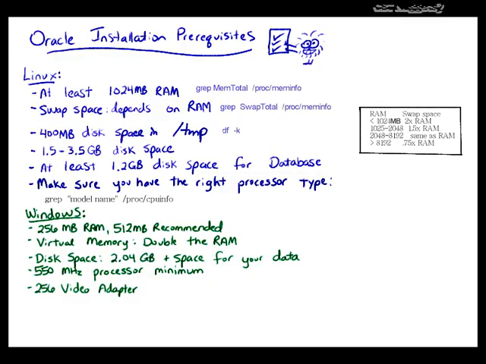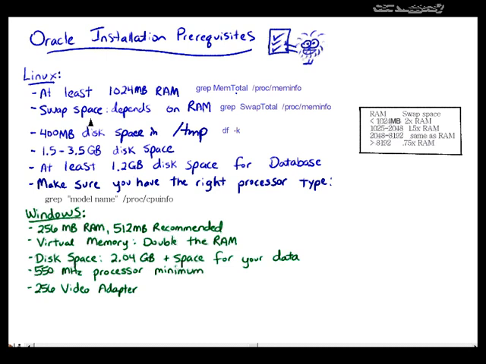Let's talk about your prerequisites for Oracle installation. Now, if you're running on Linux, you're going to need at least 1024 megabytes of RAM. So the way we find that out is just type in grep MemTotal /proc/meminfo. And yes, that is case sensitive. Okay, next we're going to check how much swap space there is.